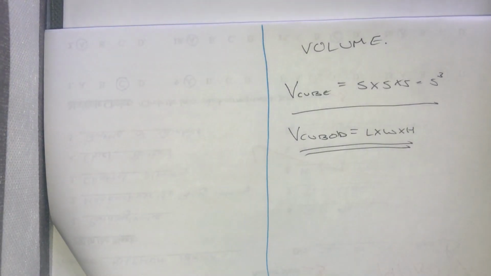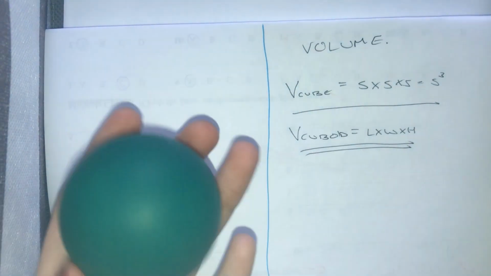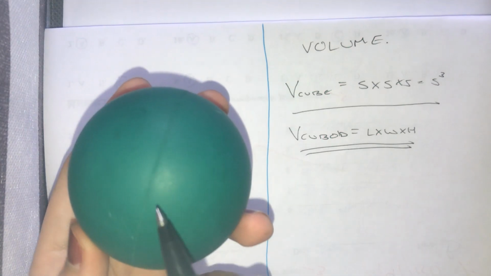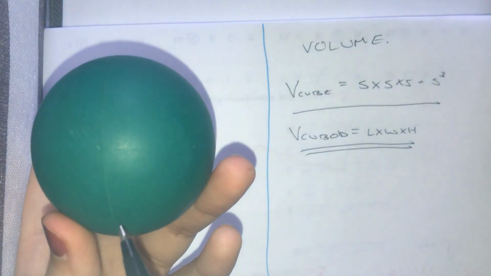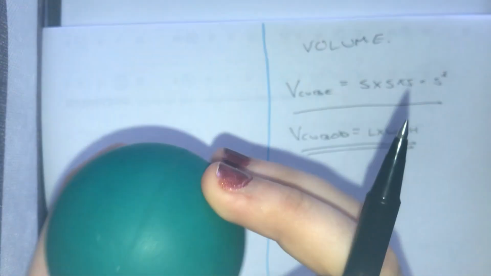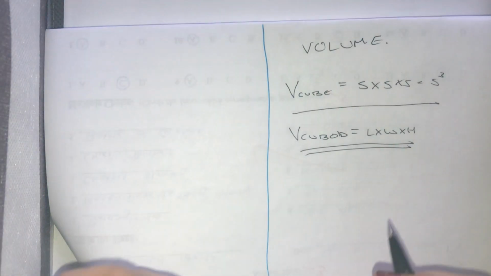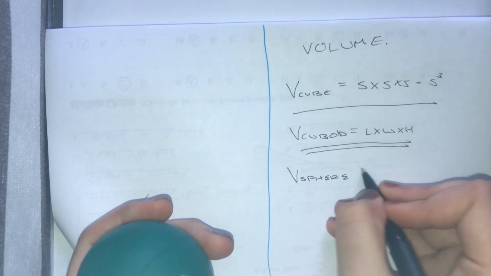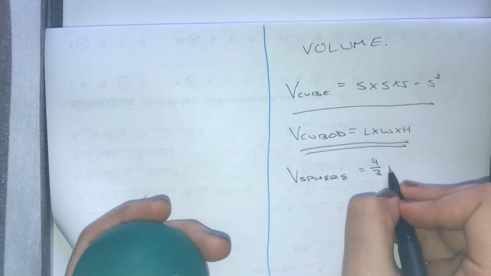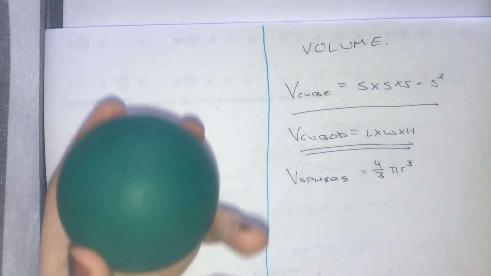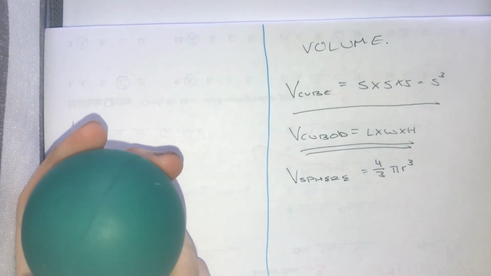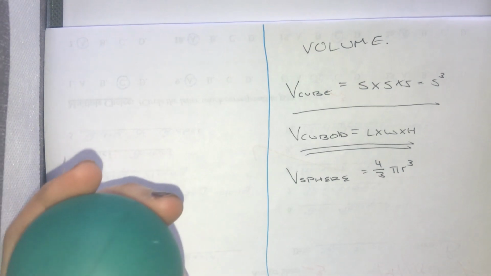Okay? Next, we have a sphere. Remember, this is like a 3D circle. So it must have a radius, from here to the center of the sphere, somewhere in between all this puffy ball. So it has a radius. So the volume of a sphere is found by 4 over 3 pi r cubed. So the radius times the radius times the radius times pi. I told you the value of pi is 3.14 or 22 over 7.